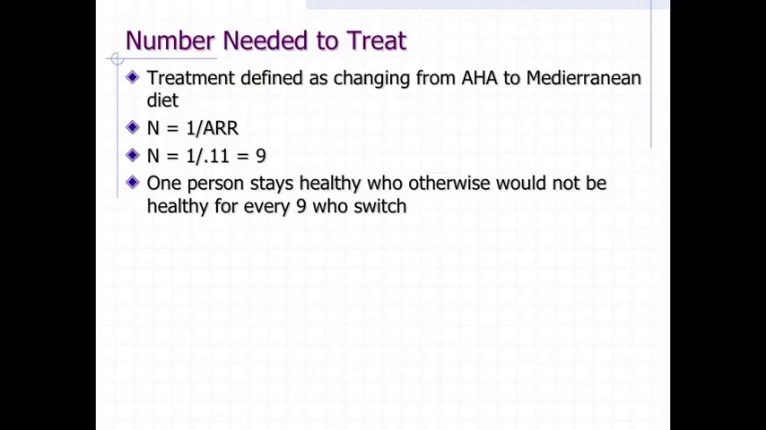A fourth measure is the number of people who need to be treated in order to prevent one person from having the outcome of interest. In our example, being treated means changing from the AHA diet to the Mediterranean diet. The number who need to be treated can be defined as N equals 1 divided by ARR. For our example, N equals 1 divided by 0.11, which is 9. Therefore, one person who would otherwise not be healthy would be expected to stay healthy for every 9 people changing from the AHA diet to the Mediterranean diet.